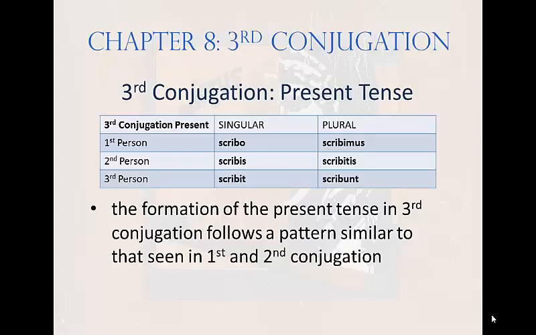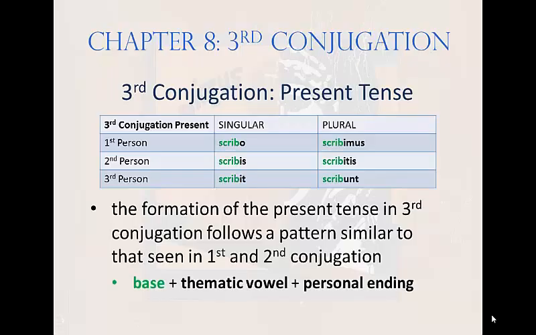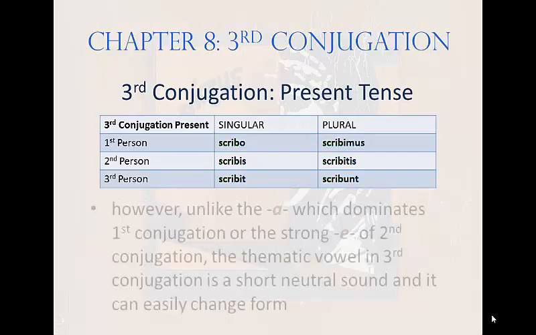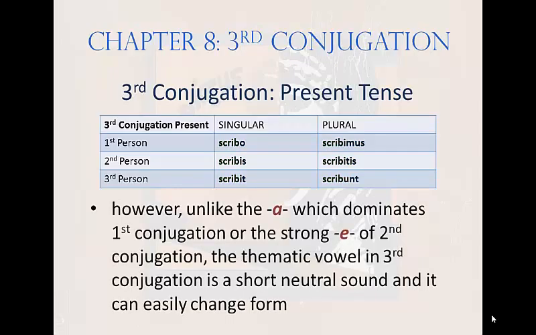Notice that the formation of the present tense in third conjugation follows a pattern similar to that seen in first and second conjugation. Take a third conjugation verb base, add a thematic vowel, which will be fairly irregular in this conjugation, and to that append personal endings. Note that the personal endings are the same as those in first and second conjugation. But, unlike the A which dominates first conjugation, or the strong E which dominates second, third uses a short vowel, which readily changes form as it encounters different consonants.